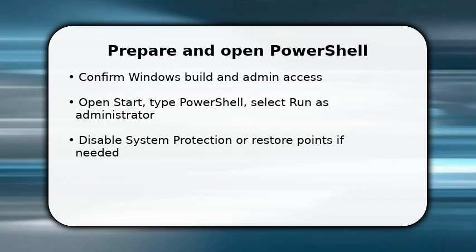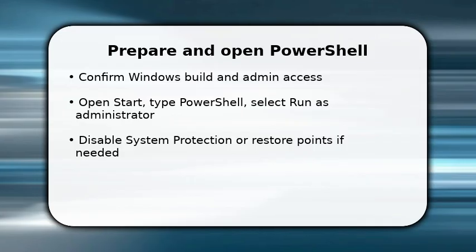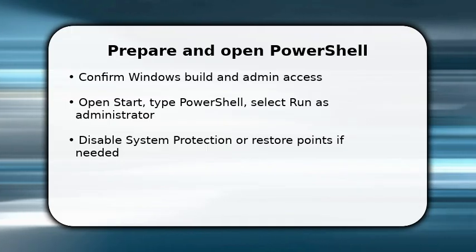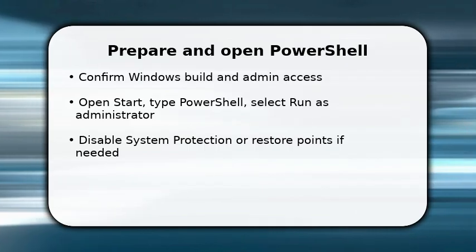You'll start by confirming you have administrator rights and the right Windows build so removal succeeds. Open Start, type PowerShell, and choose Run as administrator. This ensures you can uninstall system apps. Once done, check that system protection or any restore points won't immediately reinstall the app. Disable or adjust them temporarily.